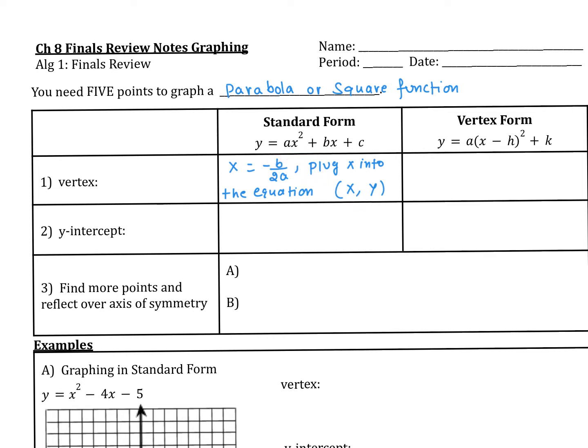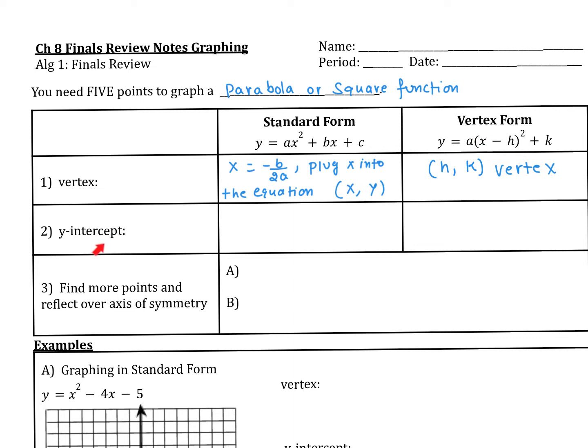For the vertex form, the vertex is easy: you don't have to solve anything, you just list the h and k. List the h without the sign. If it is negative, you need to list it as positive, and for k, you use the same sign. So h and k would be the vertex for the form a(x minus h) squared plus k. The first form is called standard form. This is called vertex form.